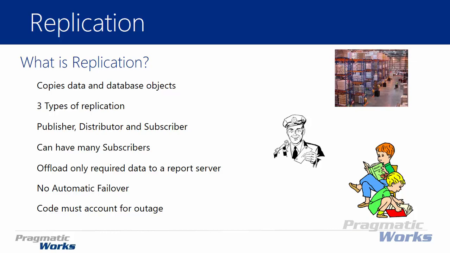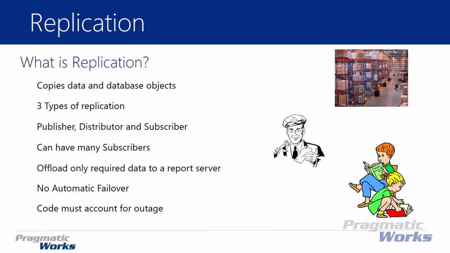You can have many subscribers per publisher. You can use this to offload only required data to a report server. For example, you can replicate only a subset of tables, and you can even go further and filter out data. And we'll look at that further down in the slide deck.